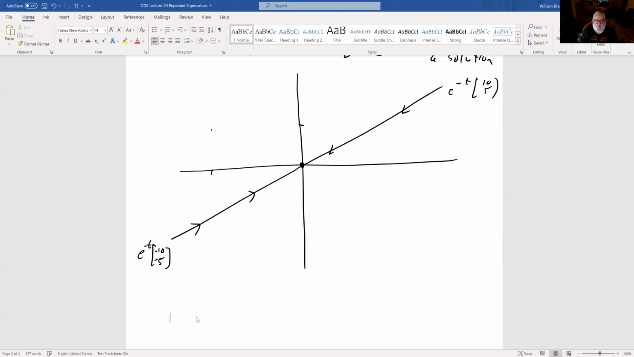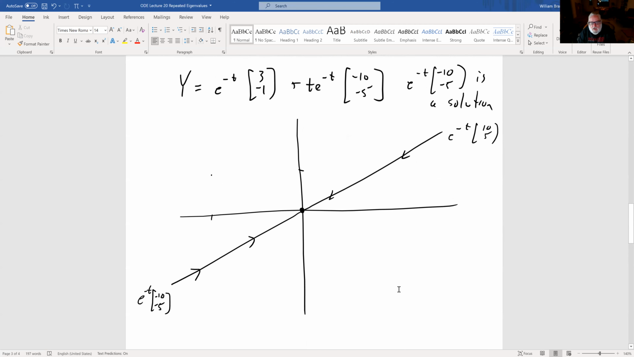So these are my two eigenvector solutions. We don't have another eigenvector, so we can't do another eigenvector solution. But what we can do is think about what happens as t goes to infinity. So this was starting at (3, -1). That was my initial condition. I want to know, where does this thing go?